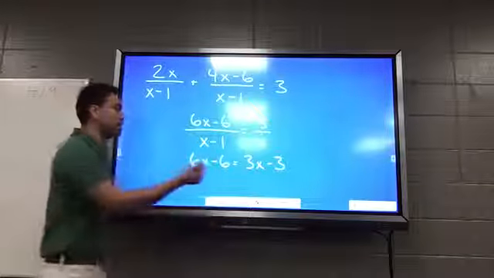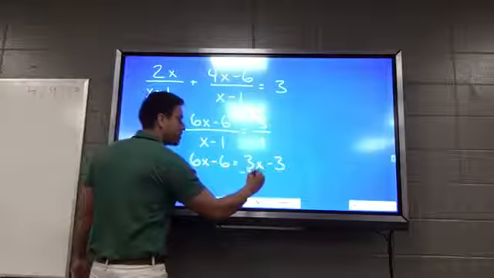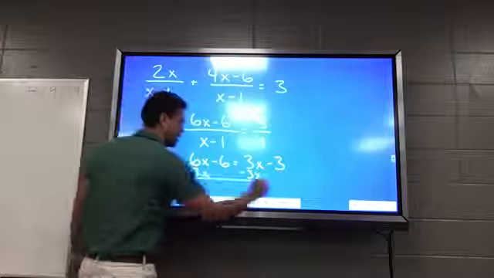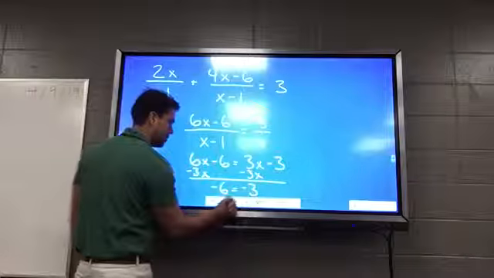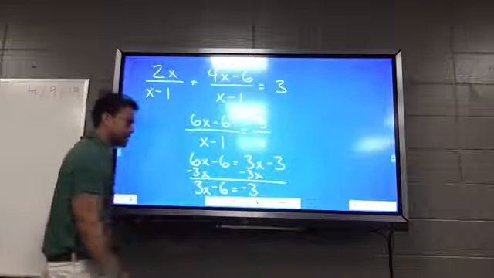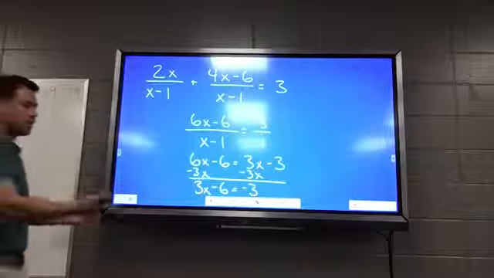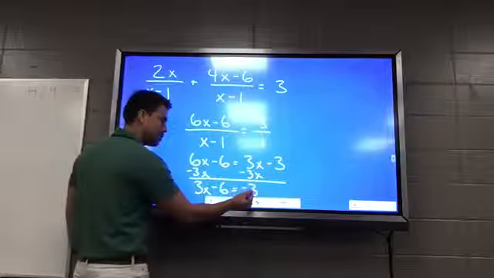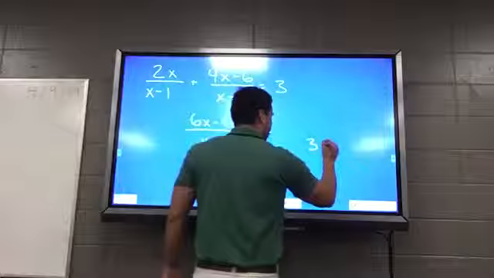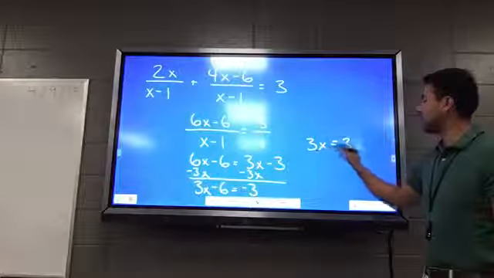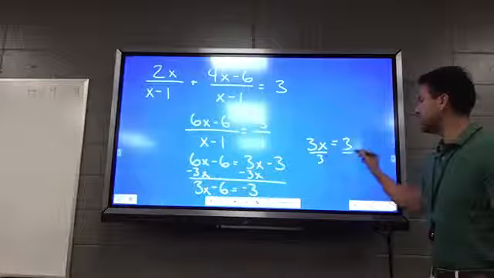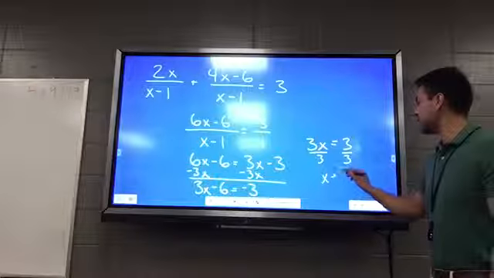So did you guys do this? Yeah. Okay, so then I'll subtract 3x. You can do it this way. Negative 3x minus 6 equals -3. All right, so how do you solve for x? Add 6 to both sides. You get 3x equals 3. And then you divide both sides by 3, and you get a nice answer, x equals 1.